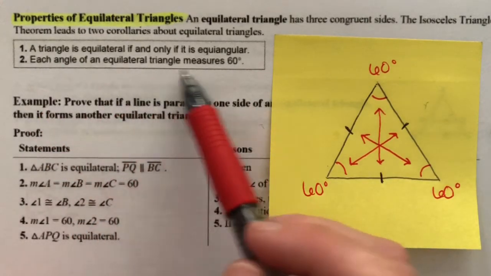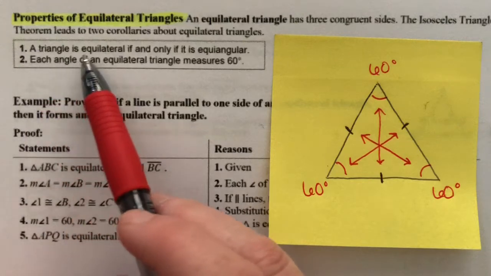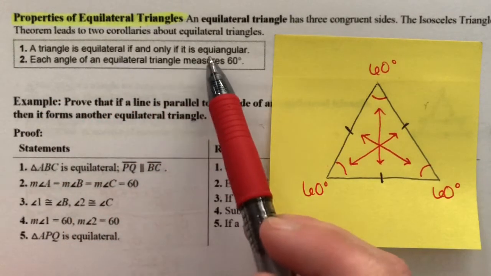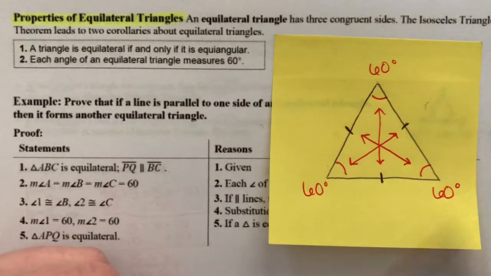Each angle of an equilateral triangle is 60 degrees, and a triangle is equilateral if and only if it's equiangular. So they have to be both at the same time. They can't be one and not the other.